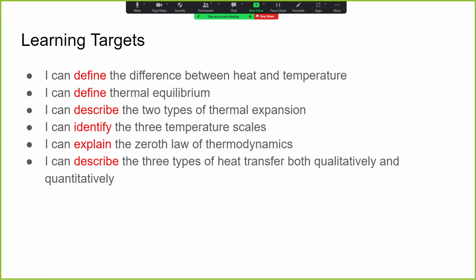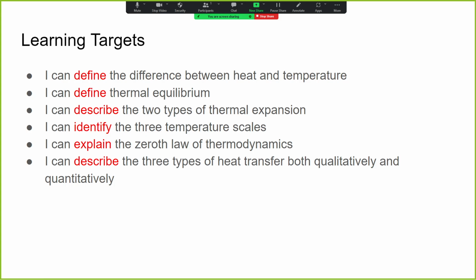I could define thermal equilibrium. You guys have heard the word equilibrium a million times. I'm sure that you already could define that, but we'll talk about what it actually looks like. I could describe the two types of thermal expansion. Those types of thermal expansion aren't really tested anymore, but I think they're pretty interesting, and that's why I talk about them, because there's a lot of actual life examples that we can talk about with them.